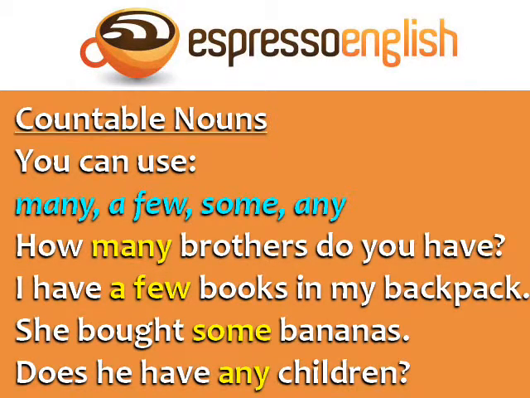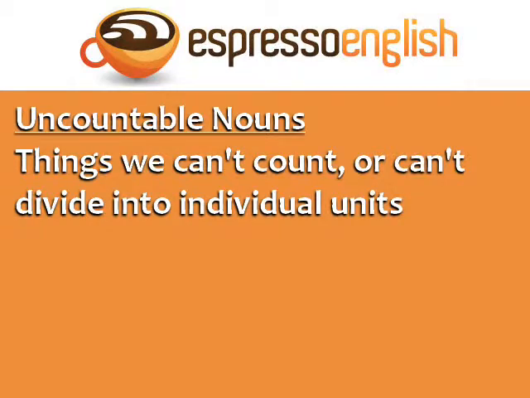How many brothers do you have? I have a few books in my backpack. She bought some bananas. Does he have any children? Uncountable nouns are things we can't count or can't divide into individual units.